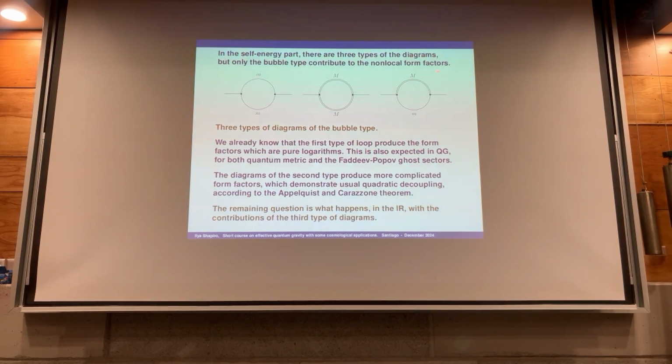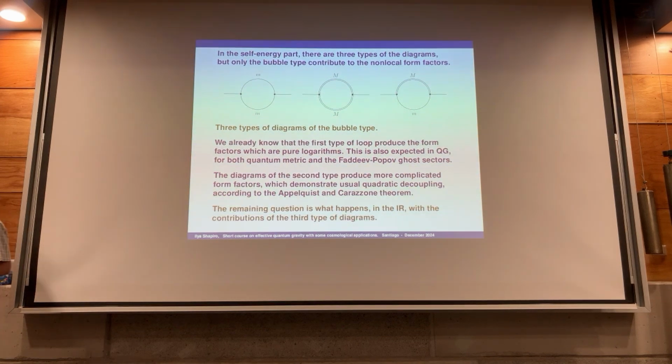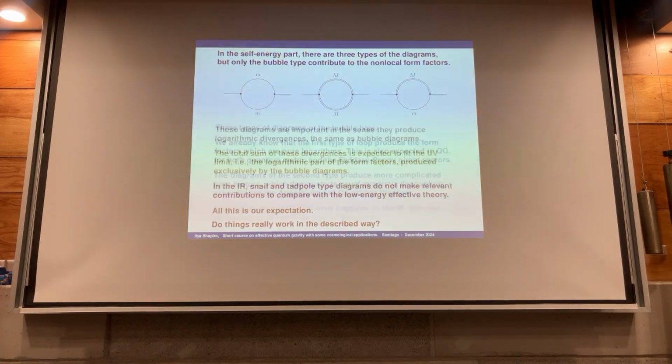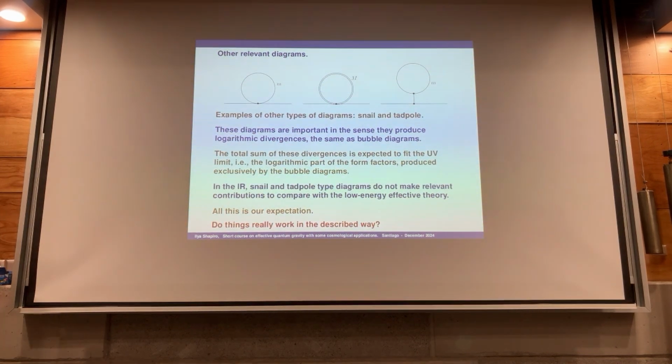And this is a mysterious diagram because it is a mixed diagram, like in QED. But here, on the external lines, you have a massless field. So you can take the external tails to zero energy, and you want to see what happens with this diagram. This is a challenging question, and the calculations are not very easy. On top of these diagrams, you have these diagrams, which are like snail diagrams and tadpole diagrams.